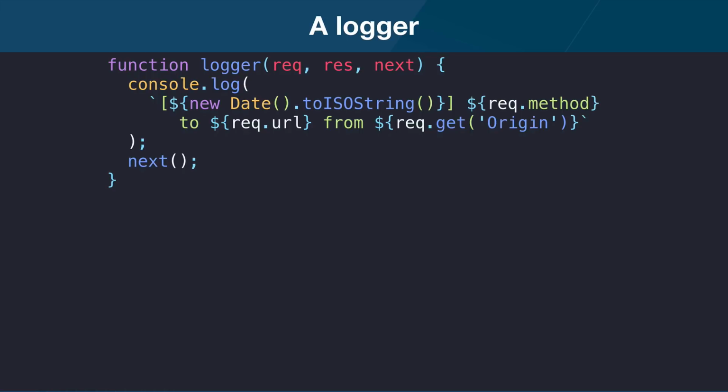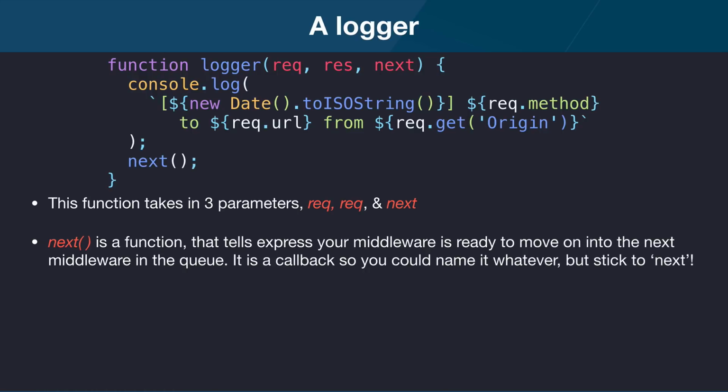So look at the things here. We're going to recap. This function is taking in 3 parameters: req, res, and next. Remember, next is a function that tells Express, when it's invoked on that last line of our function, that we're ready to move into the next middleware in the queue. So it's a callback. You can name it whatever you like, but please, for the love, stick with next. That is the common convention for what this callback function is. Just like req and res are placeholders conventionally used for the request and response objects, next is the next argument.